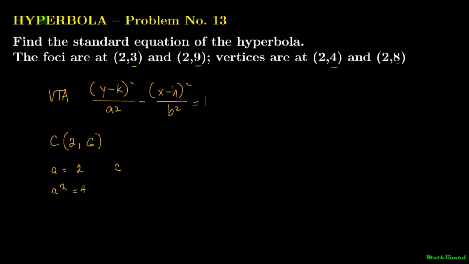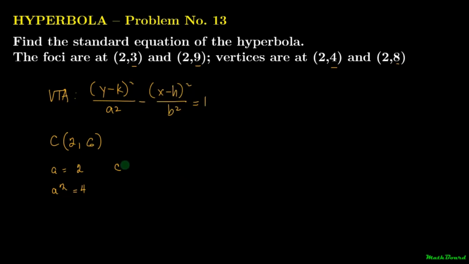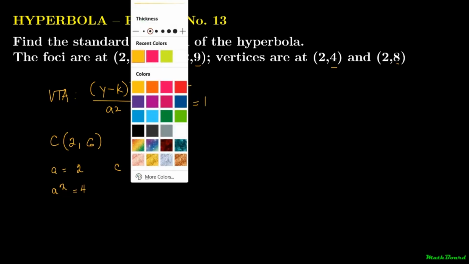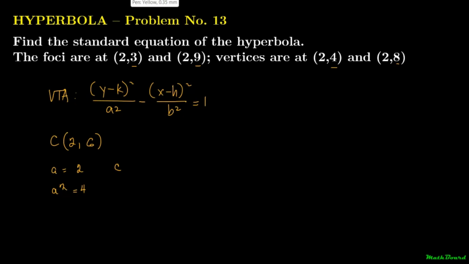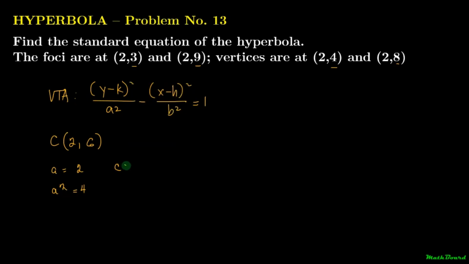Kasi, ang given dyan ay yung foci. How far is (2, 3) from (2, 6)? That's 3. Right? Or (2, 9) from (2, 6). 9 minus 6 is also 3. So, c squared equals 9.